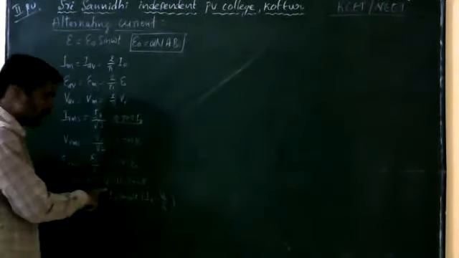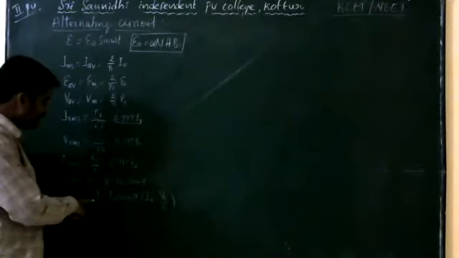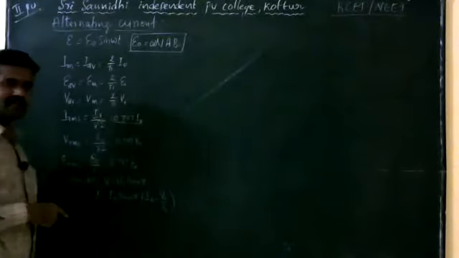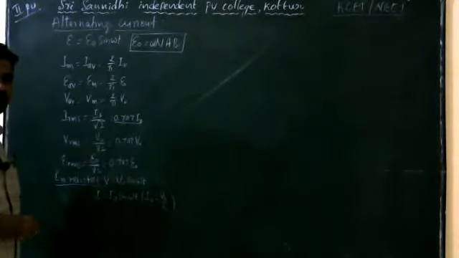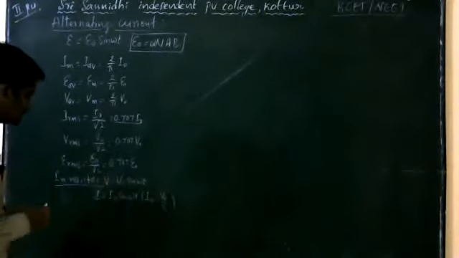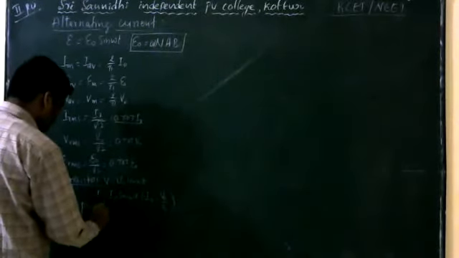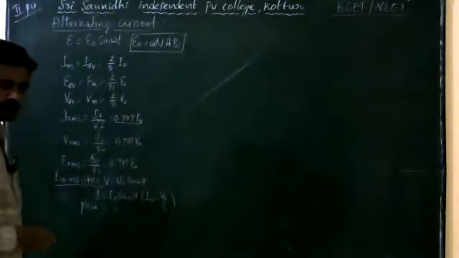So how much voltage will be given? V is equal to V naught into sin omega t. Then how much current will be obtained? I is equal to I naught into sin omega t. The phase means the angle between the current and the voltage. The phase is zero, which means the voltage and current are in the same phase.